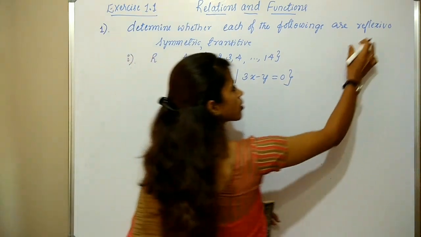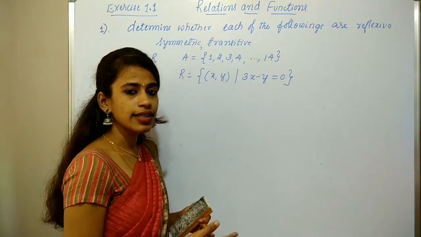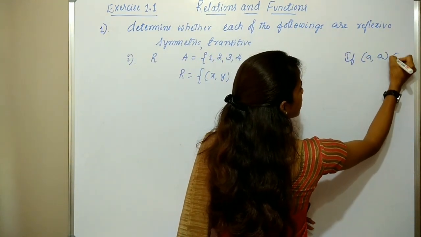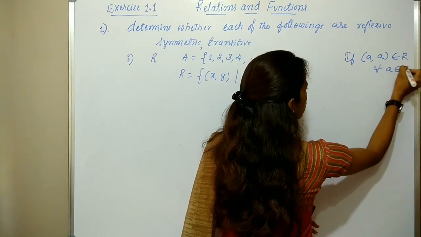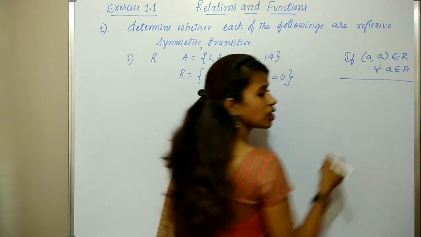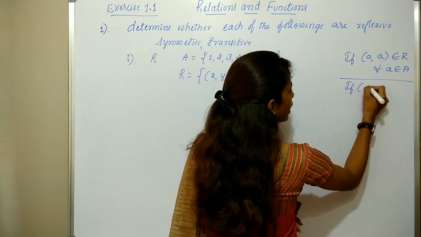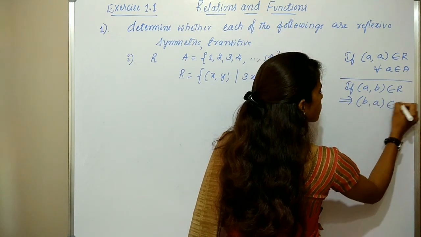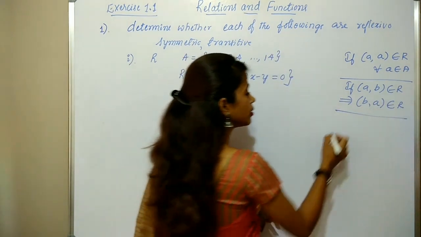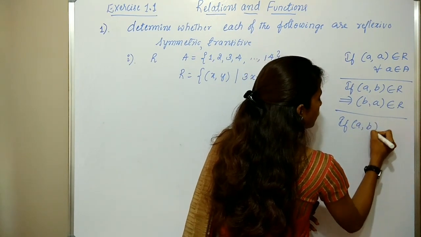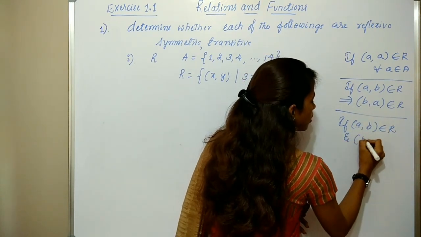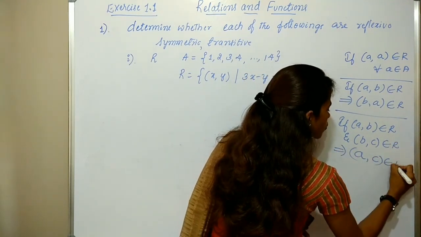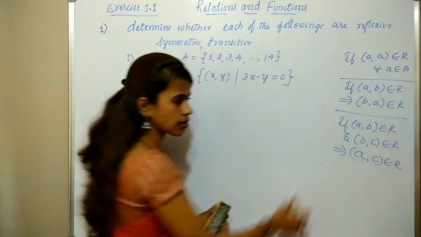So let us recall what is reflexive. A relation R in a set A is said to be reflexive if the ordered pair (a, a) belongs to R for all a belonging to the set A. Next, symmetric. What is the definition? If (a, b) belongs to R, this implies (b, a) must belong to R. Then what is transitive? If (a, b) belongs to R and (b, c) belongs to R, this implies (a, c) belongs to R. These are the reflexive, symmetric and transitive definitions.